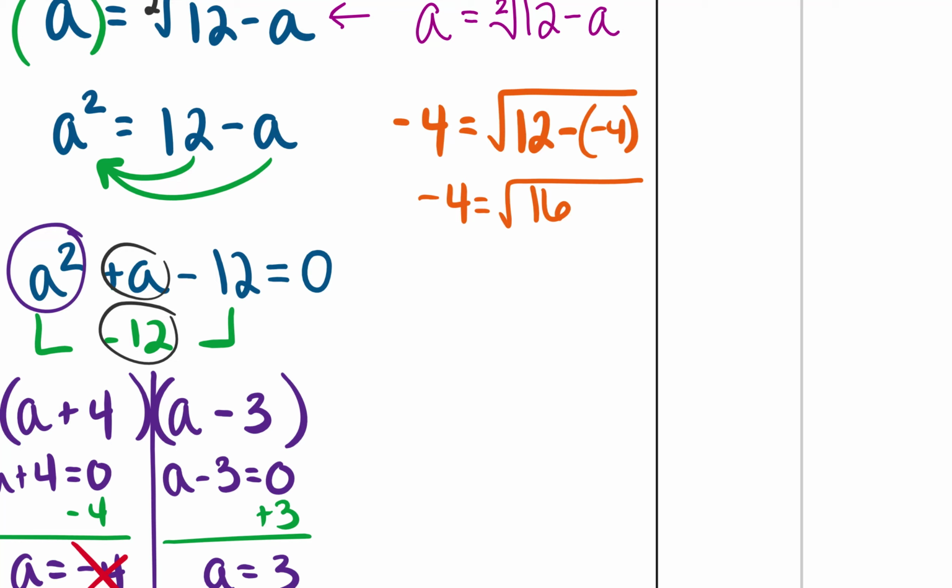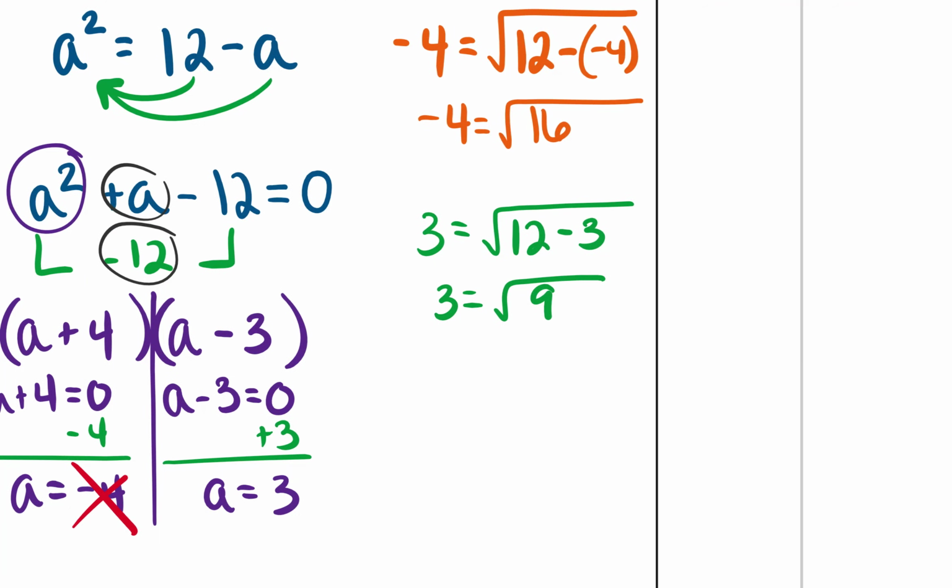So let's plug in the next one. Now I have 3 equals square root of 12 minus 3. 3 equals square root of 9. Well, that is true. Square root of 9 is 3. So my answer for this one, my only answer, is a equals 3.